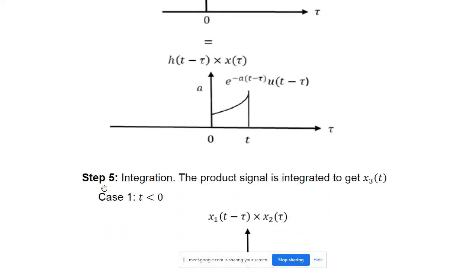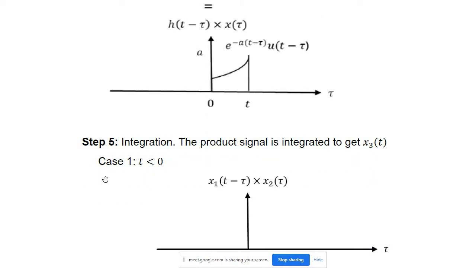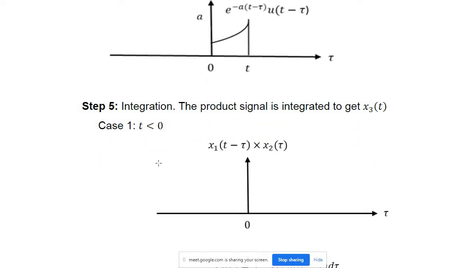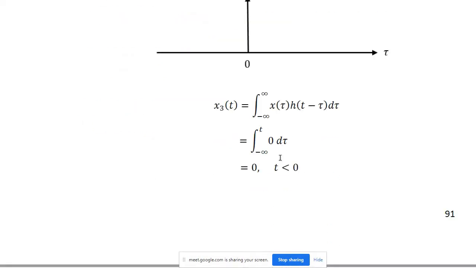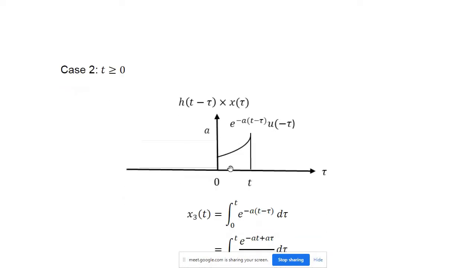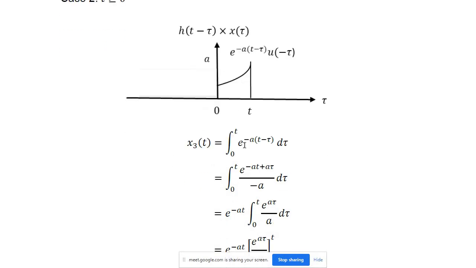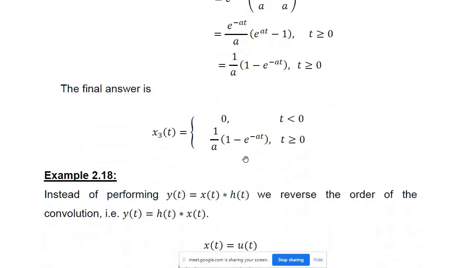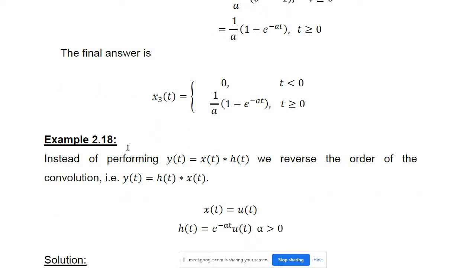The last step is to perform the integration. If t is less than 0, the result is 0 because there is no overlapping. For t more than 0, there is overlapping only in the range 0 to t. So you calculate this overlapping area, then you obtain your answer. And example 2.18 actually shows a question that wants you to reverse the order of the convolution.